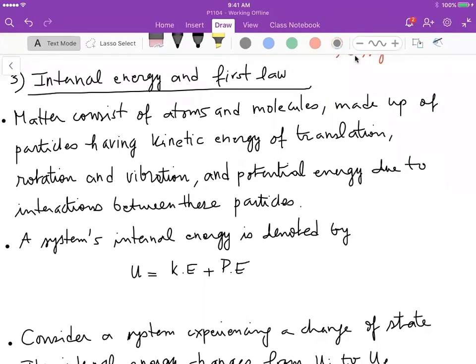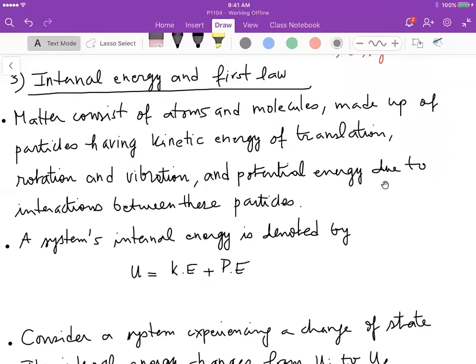So in this section, we're going to discuss the first law of thermodynamics. But to do so, we need first to define and to introduce what we call the internal energy of a system. So as you know, when we say system, we mean matter, whether it's a gas or a liquid or any kind of thermodynamic system, we are dealing with matter. And the matter consists of atoms and molecules, which are made of more tiny and more elementary particles.